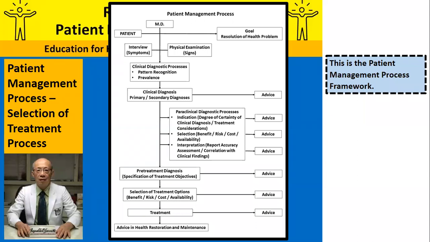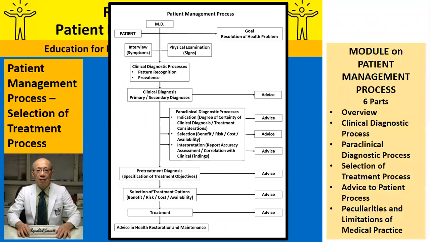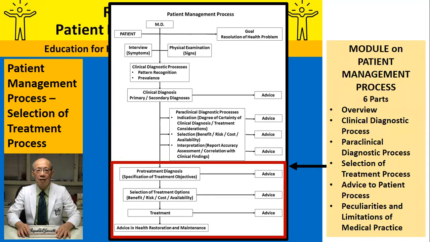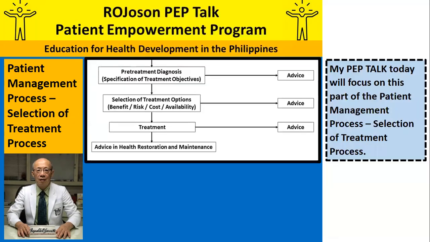This is the patient management process framework. This module has 6 parts: overview, clinical diagnostic process, paraclinical diagnostic process, selection of treatment process, advice to patient process, and peculiarities and limitations of medical practice. Today, I'll be tackling selection of treatment process. We'll be focusing on this box.